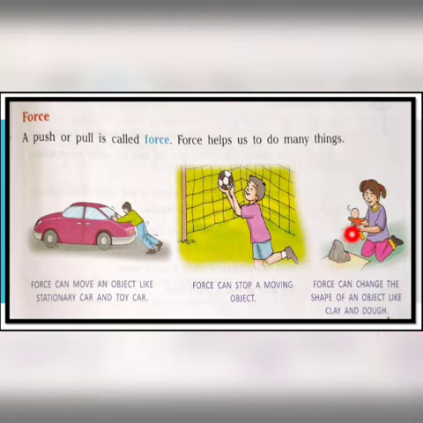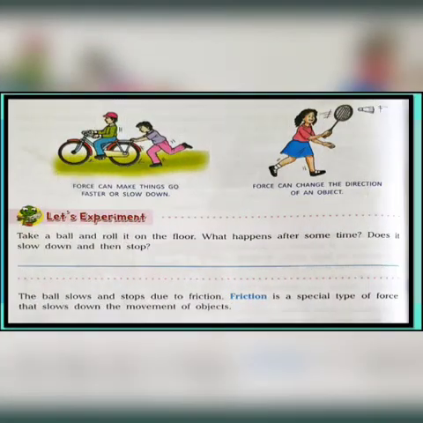When we make clay toys, using our hands we can shape them. So this means force can change the shape of an object also. There are many more uses, like when we have to go faster or slow down, force helps us to do that. And using force we can change the direction of an object also. So these are some uses of force.